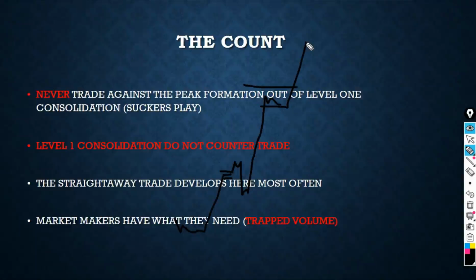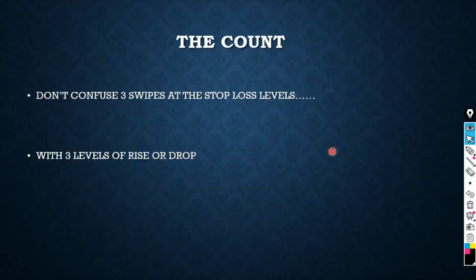Straight away a trade develops here where he wants to blow people's accounts and he has trapped enough volume. Okay, so the market makers have what they need, and they have the trapped volume. The other thing I want to point out is that I don't want you to confuse the 3 swipes at the stop loss levels, which is the stop hunt, with the 3 levels of rise or drop.